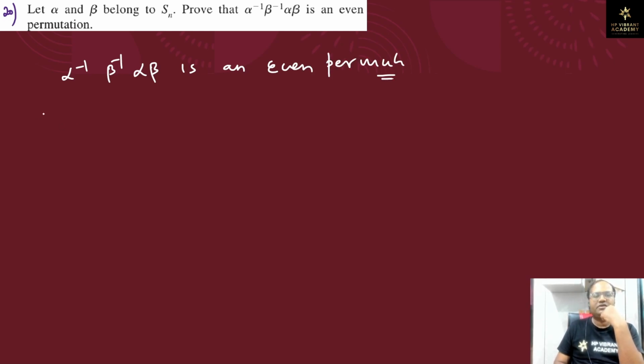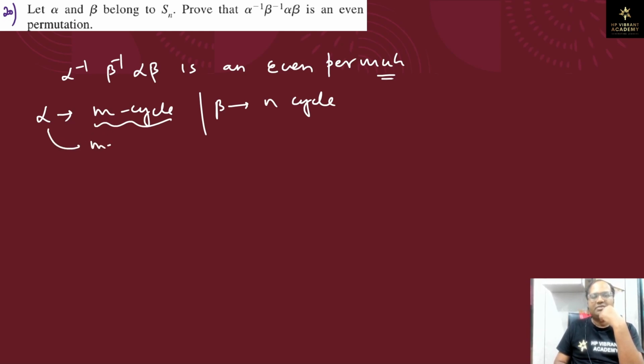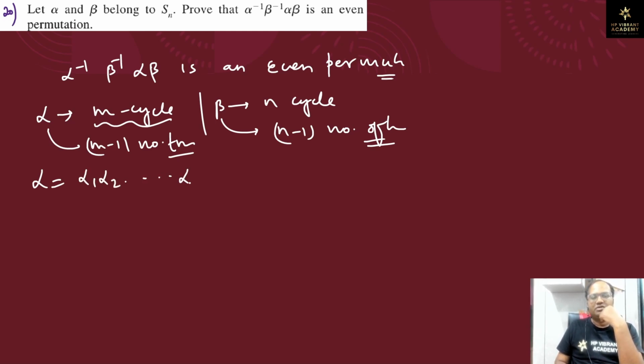Okay, so let us represent alpha. Let us take alpha as an m cycle and let us take beta as an n cycle. Okay, and we have seen that an m cycle can be represented as m minus 1 number of transpositions. Similarly, beta can be represented as n minus 1 number of transpositions. So we have alpha as an m cycle, so this is equal to (alpha1 alpha2 ... alpha m minus 1 alpha m). ये m cycle हो गया. अब इसको ट्रांसपोजिशन में कैसे लिखेंगे, (alpha1 alpha m). So the first one and the last one.